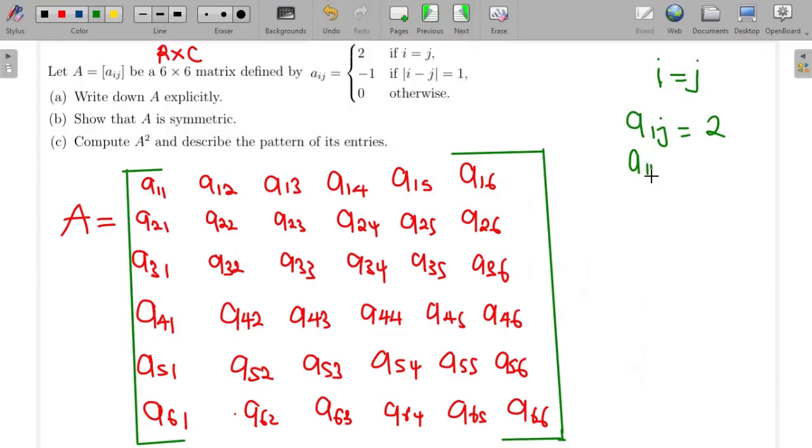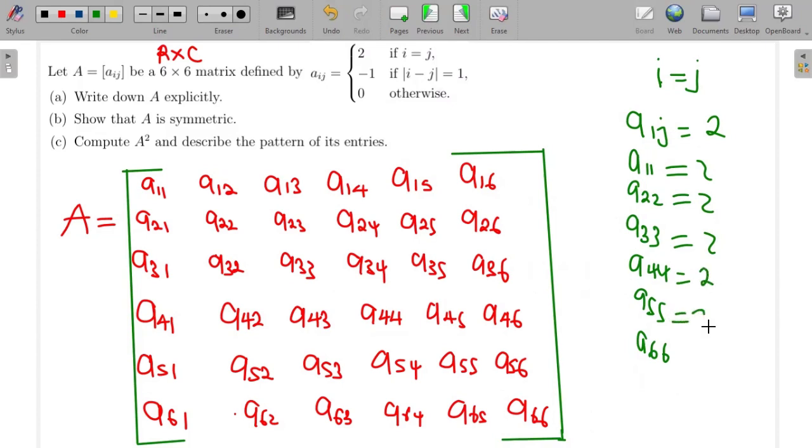Everything in the main diagonal, the first one will be A11, the other one will be A22, A33, A44, A55, and then A66. In all these entries, i is equal to j, so that is just going to be 2. This will be 2, this will be 2, this will be 2, this here will be 2, this here will be 2, and that one also will be 2. I'm going to replace all these diagonal elements with a 2.